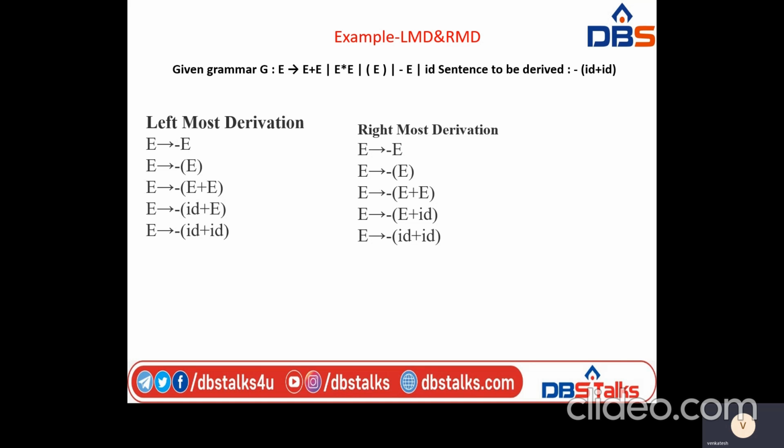Then finally, next, what about the next non-terminal from the right side? Again E is there. So there is one rule, E produces ID. So in this place also I am going to write the ID. Same here, E produces minus of ID plus ID. This is the one example for LMD and RMD.